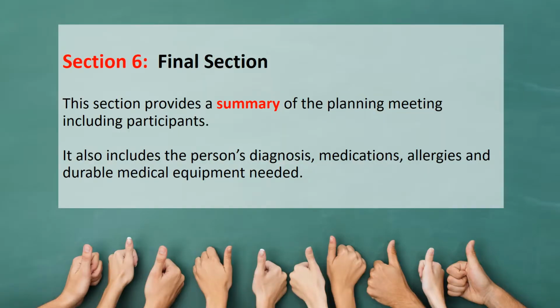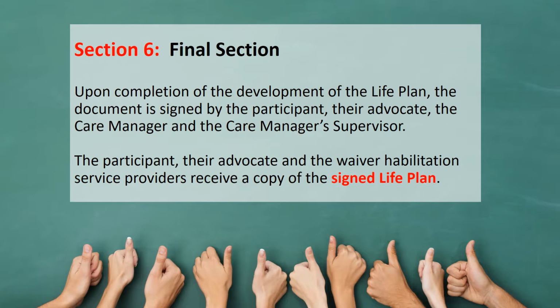Section 6, the final section. This section provides a summary of the planning meeting, including participants. It also includes the person's diagnosis, medications, allergies, and durable medical equipment needed.